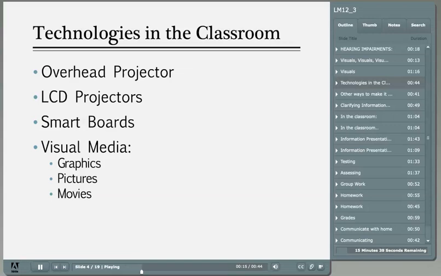LCD projectors are an option, as are smart boards, and these could be helpful if you have access to them. Any type of visual media, such as clip art, graphics, movies, vlogs and blogs, photographs, slideshows, can also be very helpful and useful in order to support your instruction. The more you incorporate visuals, the more accessible the information will be to the students who are deaf and hard of hearing, as well as all of the other students in your classroom.